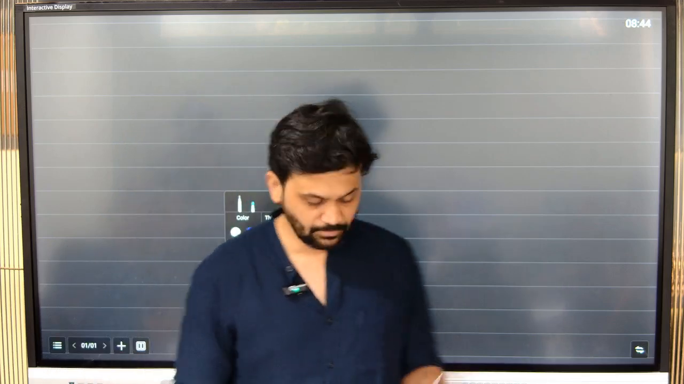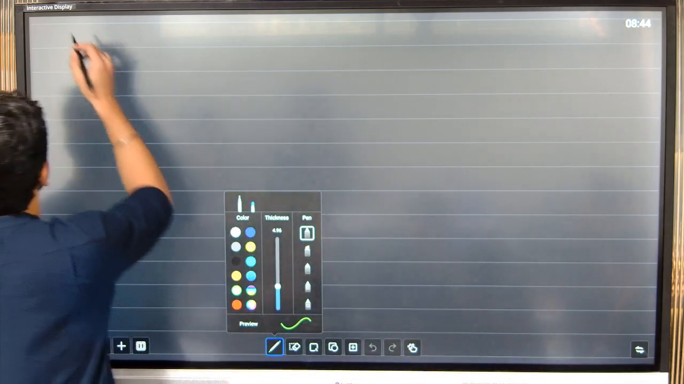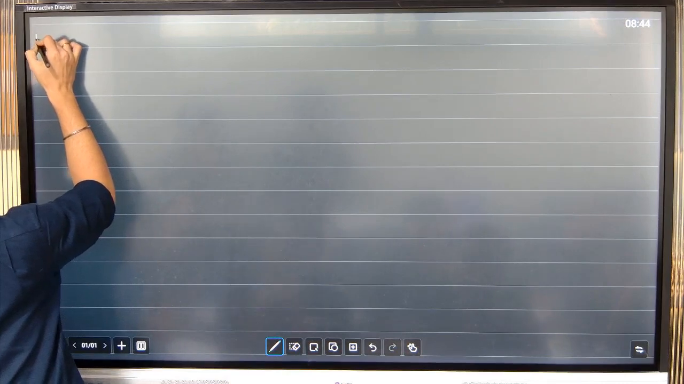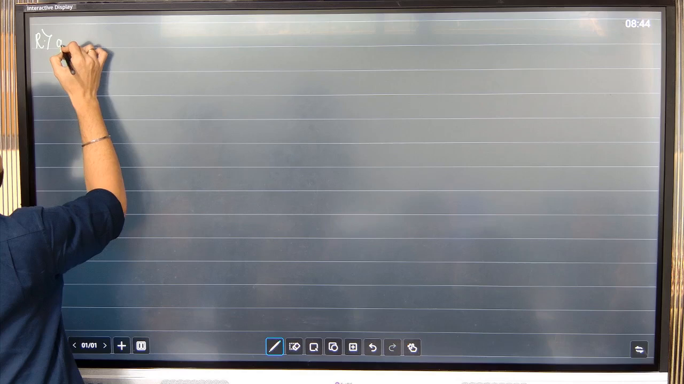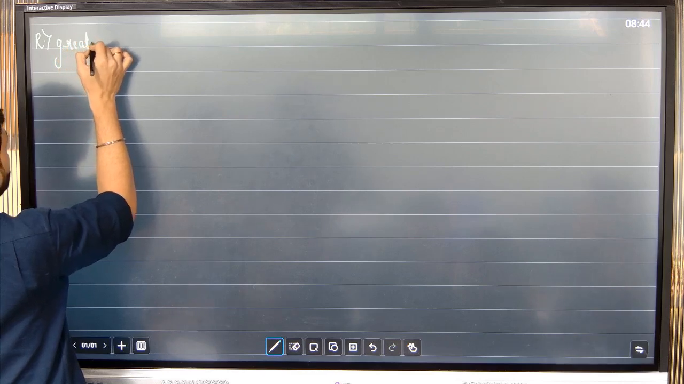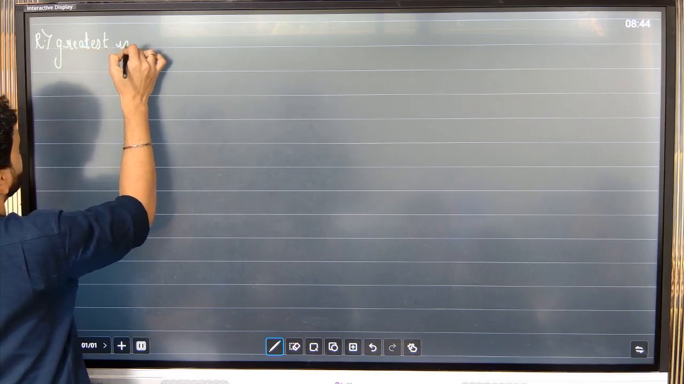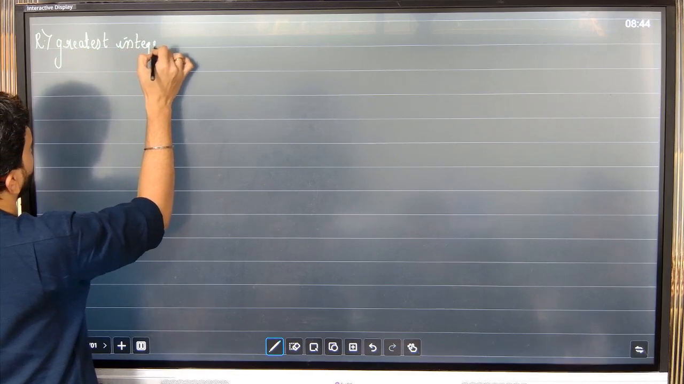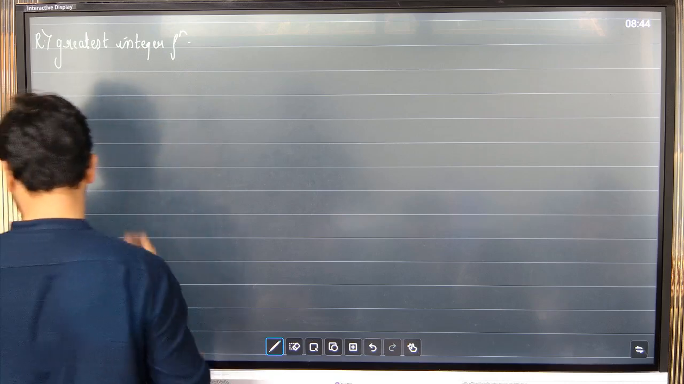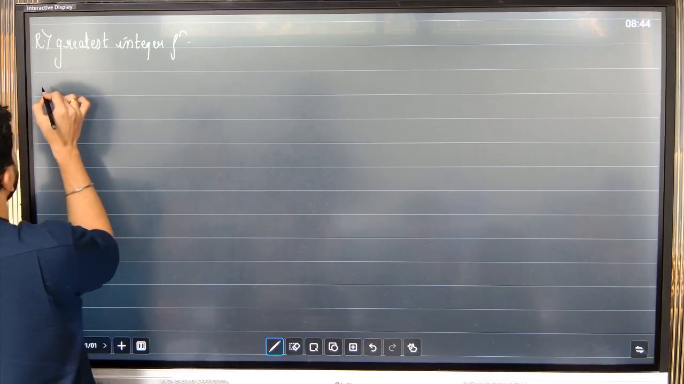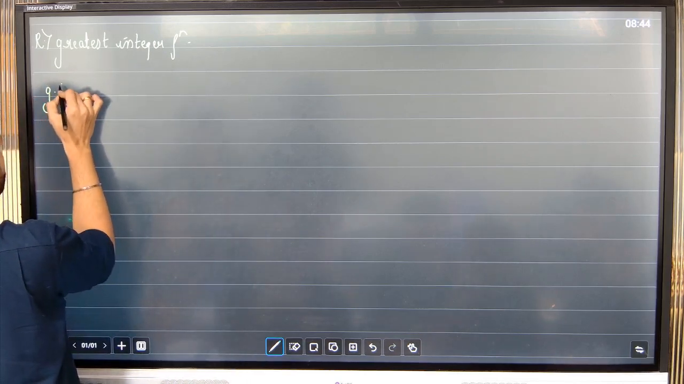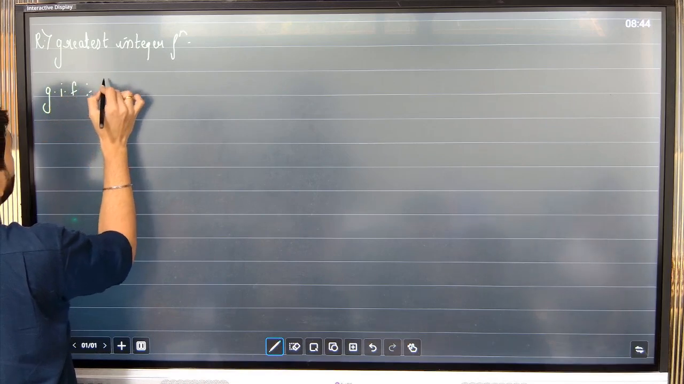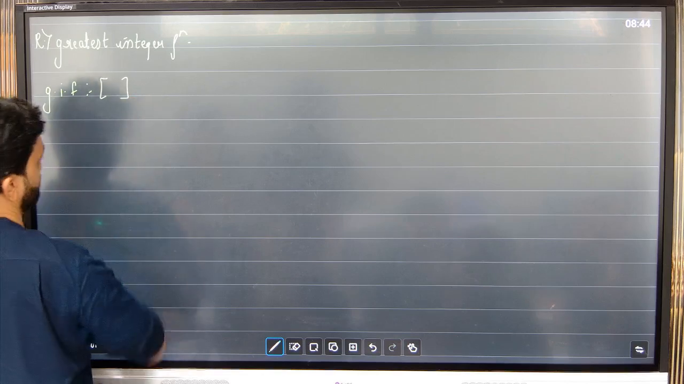Now, the next topic is greatest integer function, part E. We denote the greatest integer function by GIF, written with square brackets.